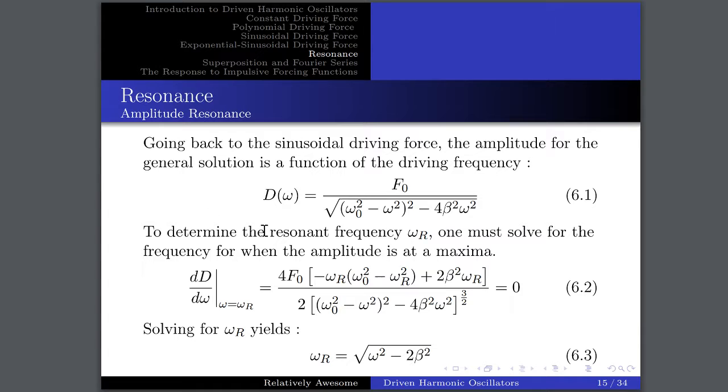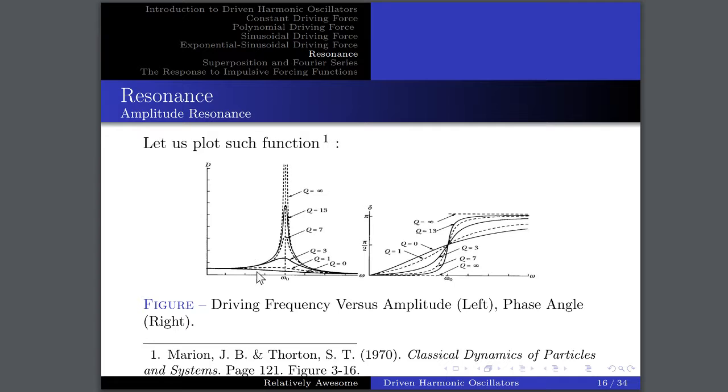To determine the resonant frequency, omega sub r, one must solve for the frequency at which the amplitude is at a maximum, and hence we must take the derivative of the amplitude with respect to the frequency and set that to 0. Solving for this, we obtain the following. And plotting this equation on a graph, we see that this is true.